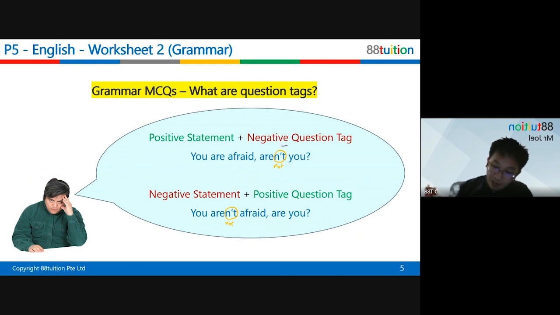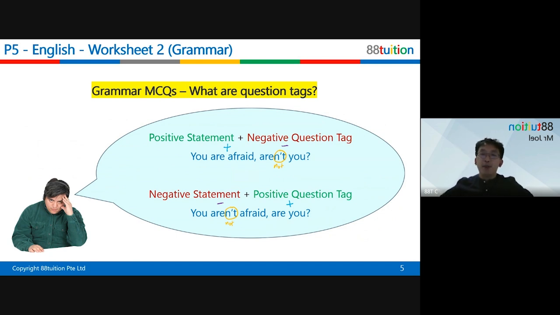The negative question tag. So this is negative at the back. The first one is negative at the front. And then for the first one, it's positive at the front and negative at the back. Oh, sorry, positive at the front and positive at the back for the second one. So you can see the positive part is the one without the "not". The negative is the one with the "not". So you're afraid, aren't you? Right? You aren't afraid, are you?